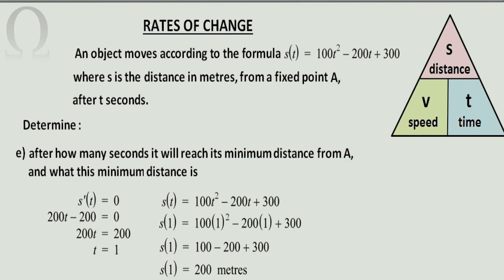Note that the function s(t) is a quadratic function, so we can illustrate this minimum distance by sketching s(t). The object moves according to this quadratic function. The turning point, 200, is the point on the function where the object will be the closest to the fixed point A.